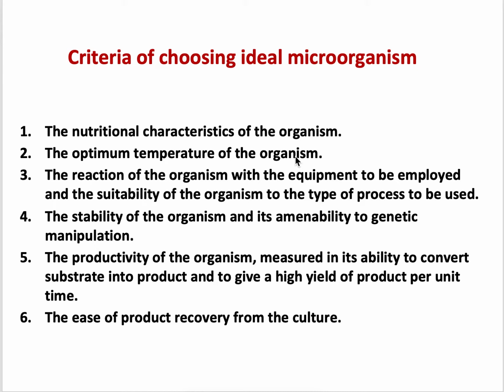Then the optimum temperature of the organism, that is, at which temperature the organism grows best. If the required optimum temperature is too high or too low, it will contribute to the final total cost. For example, if the optimum temperature requirement of the microorganism is 40 degrees Celsius, then you have to do all the steps, that means the fermentation, at 40 degrees Celsius. So it will be costlier, right? Because you have to keep the temperature at 40 degrees Celsius.